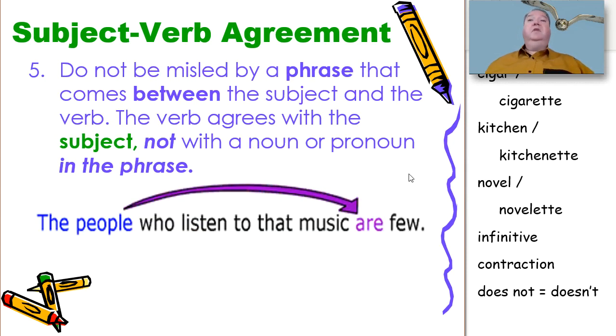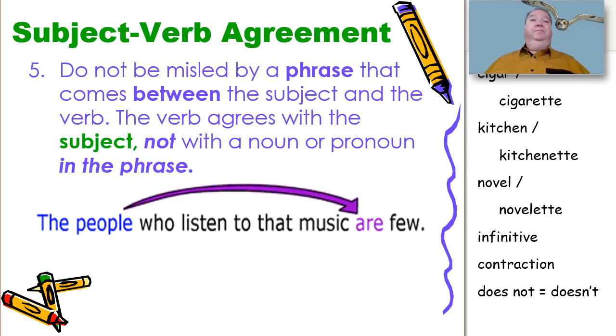Okay, number 5. Do not be misled. Do not be confused by a phrase that comes between the subject and the verb. So what is a phrase? A phrase is simply a group of words. Okay? So do not be confused by a phrase that comes between the subject and the verb. You have the subject, you have the verb, and some words in between. Don't let those words confuse you. The verb has to agree with the subject, not with some noun or pronoun in the phrase.